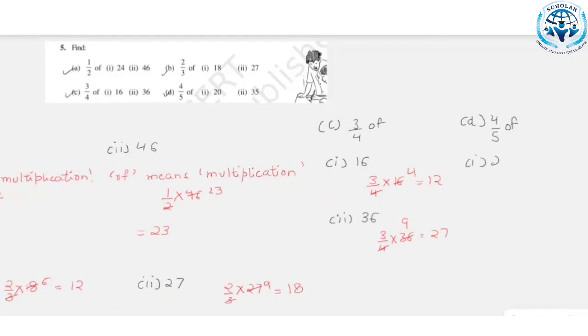Part 1: 4 by 5 of 20. 4 by 5 into 20. 5 fours are 20, 4 fours are 16. Second one: 35. 4 by 5 of 35. 4 by 5 into 35. 5 sevens are 35, 7 fours are 28.